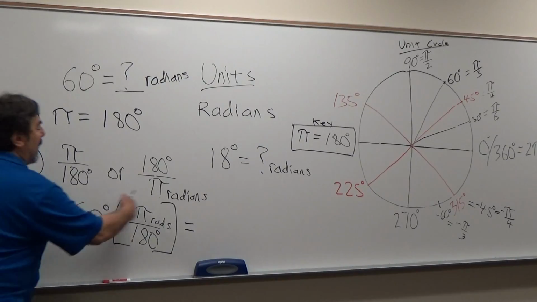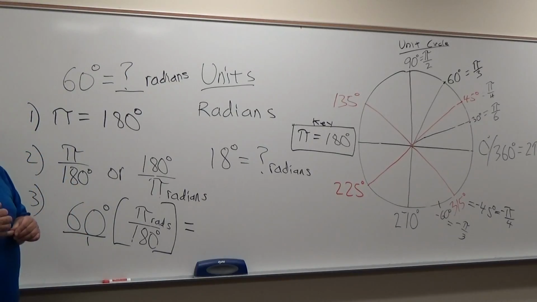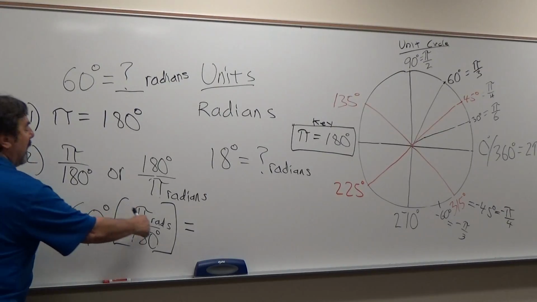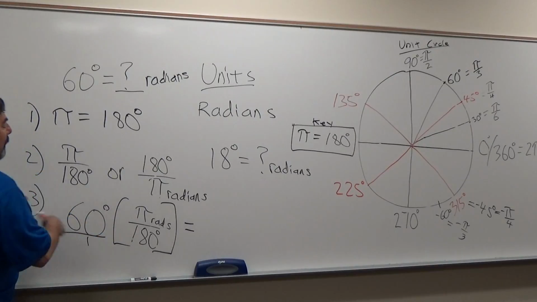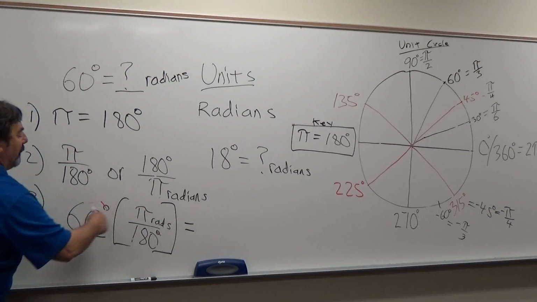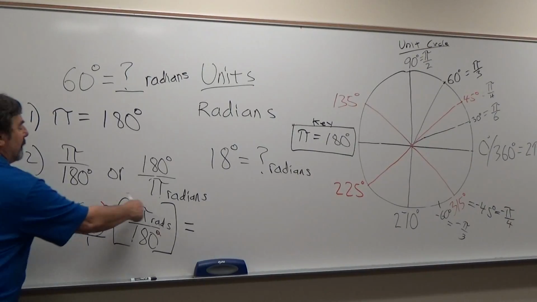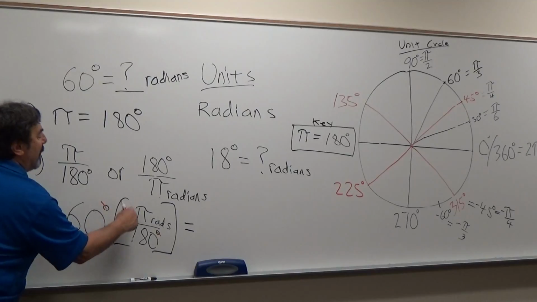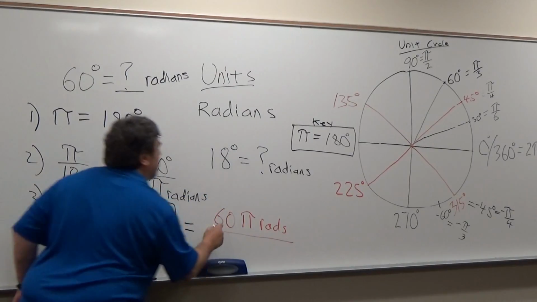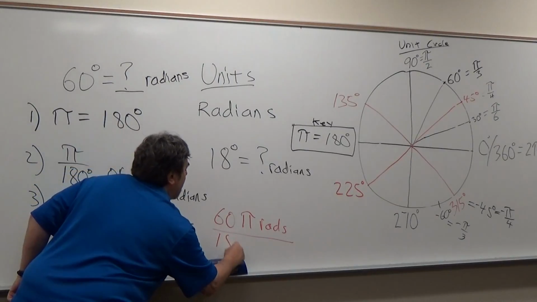Now, when we multiply, the units will cancel between the numerator and denominator. Just like we can cancel numbers between the numerator and denominator, we can cancel units between the numerator and denominator. So I'm going to be able to cancel the degrees. You see that? Yes. This degrees cancels and this degrees cancel. Now when I multiply straight across the top, when you multiply fractions, you multiply straight across, numerator times numerator. I get 60 pi radians in the numerator. And in the denominator, I have 1 times 180, which is 180.